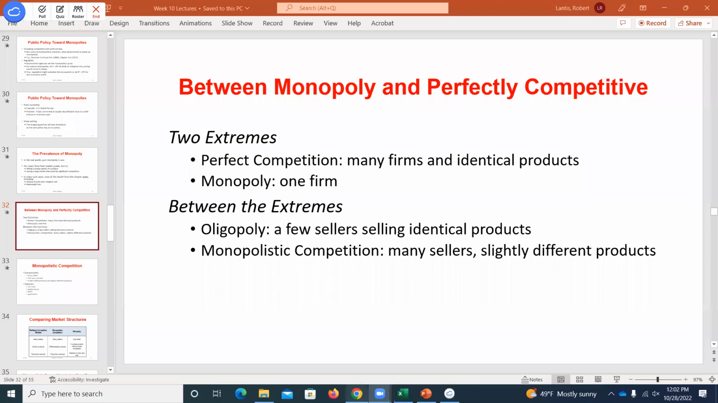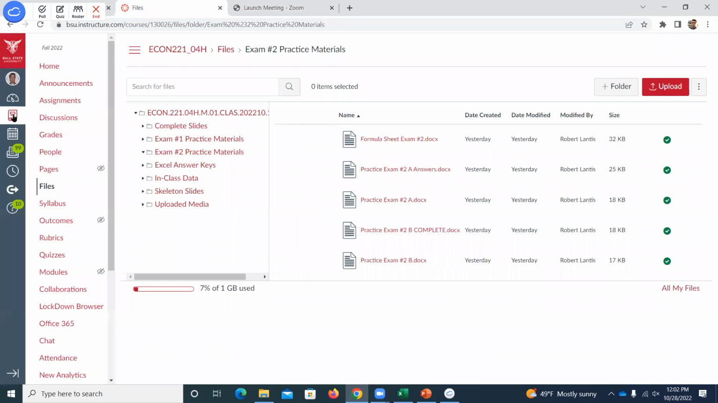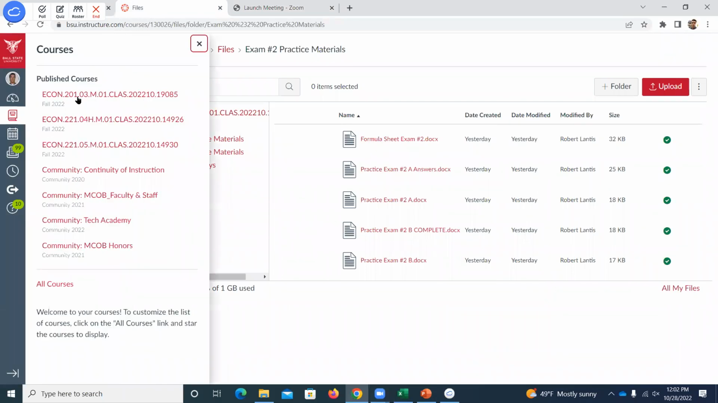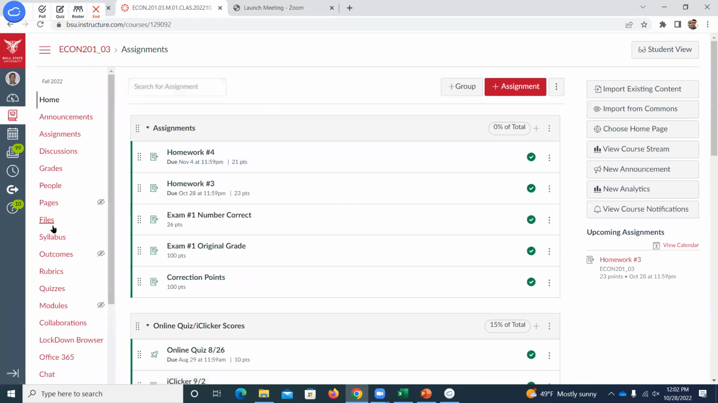All right, so a couple things off the top. We go to Canvas. You've got that third assignment that's due at the end of the day today. So hopefully you've put some time into that already.